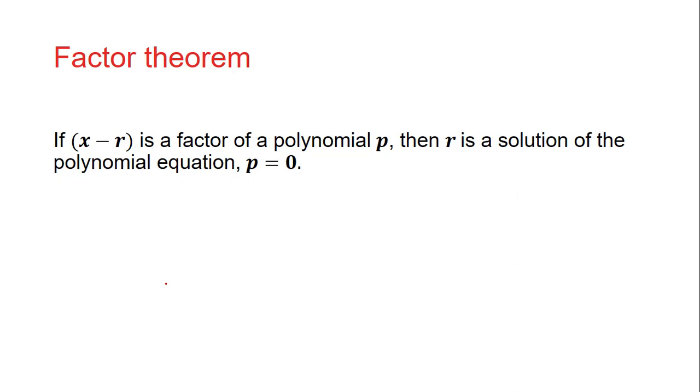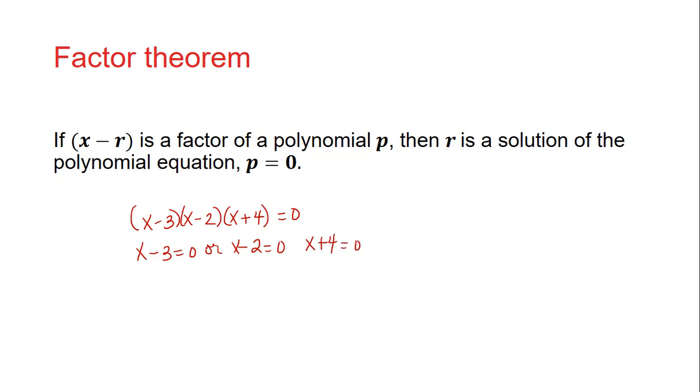And then just one final thing I want to close with here is that the factor theorem applies: if x minus r is a factor of a polynomial p, then r is a solution of the polynomial equation p equals 0. Why don't we just solve that? If we can write a polynomial as x minus 3 times x minus 2 times x plus 4 equals 0, and then by the zero product property, we know that we can set each of those factors to 0 to get x minus 3 equals 0, so x is equal to 3. x minus 2 is equal to 0 gives us x equals 2. And then x plus 4 equals 0 gives us x is equal to negative 4.